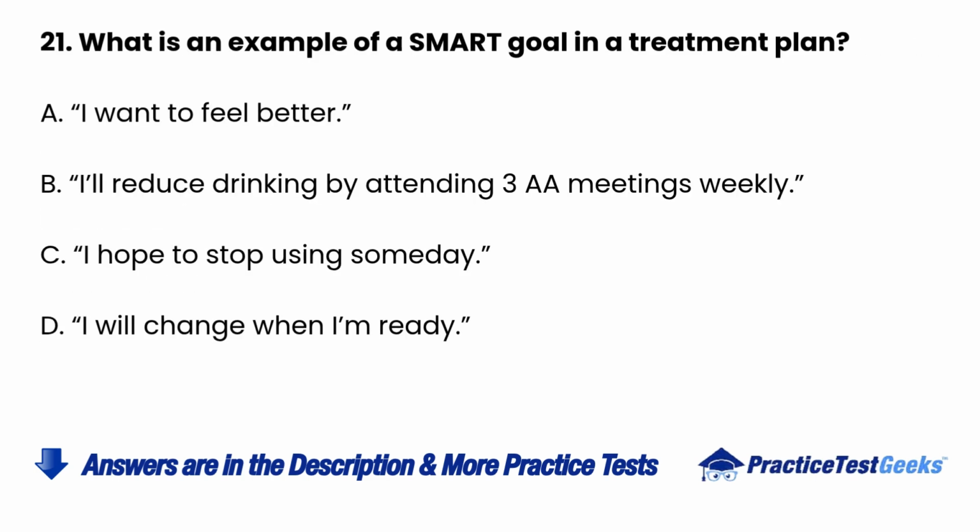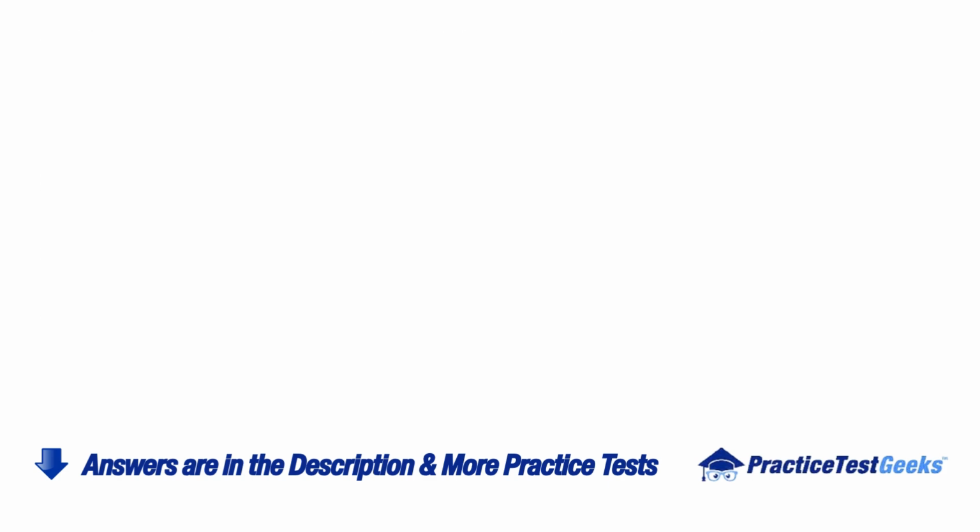21. What is an example of a SMART goal in a treatment plan? A. I want to feel better. B. I'll reduce drinking by attending 3 AA meetings weekly. C. I hope to stop using someday. D. I will change when I'm ready.